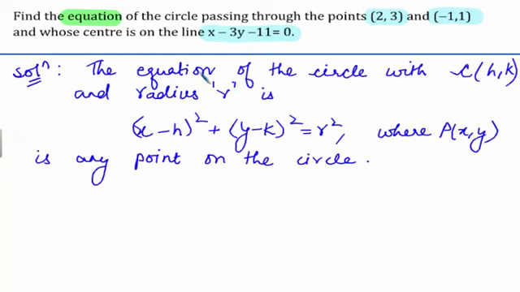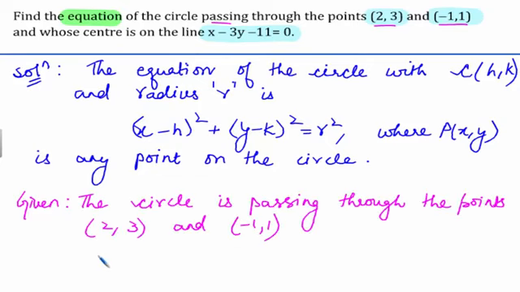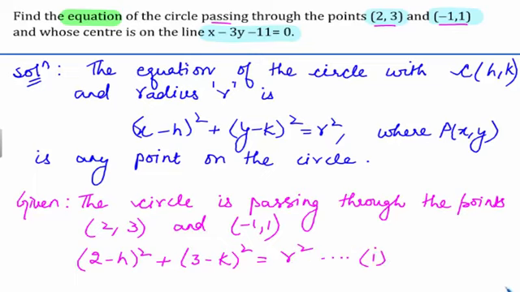We know that the equation of the circle with center having coordinates h and k and radius r is x minus h whole square plus y minus k whole square is equal to r square, where x and y are the coordinates of any point P on the circle. Now, we are given that the circle is passing through the points with coordinates 2, 3 and minus 1, 1. Therefore, replacing x by 2 and y by 3 in the equation of the circle, we get this equation, denoting this by 1.